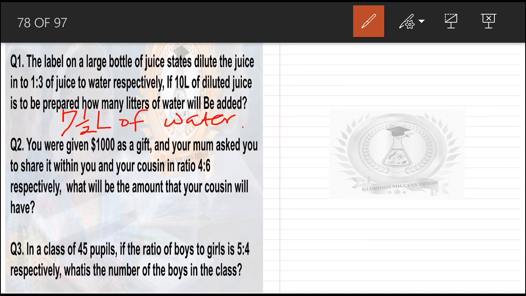Beautiful. Now, question 2 says you were given $1,000 as a gift. So let's say during this break, you were given the gift of $1,000. Your mom asked you to share it between you and your cousin, brother or sister, in the ratio of 4 to 6. This is what I need. So you can come up and say, this is question number 2 now. Me, ratio, cousin.